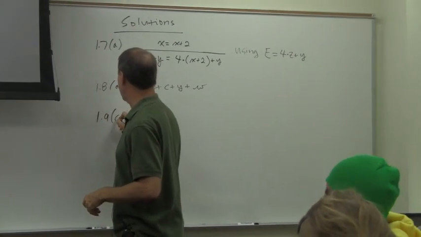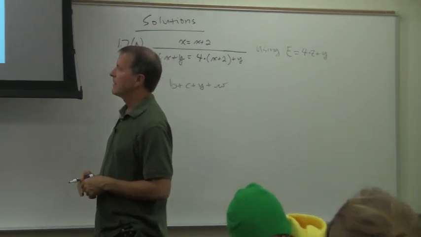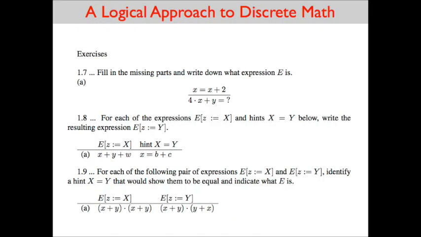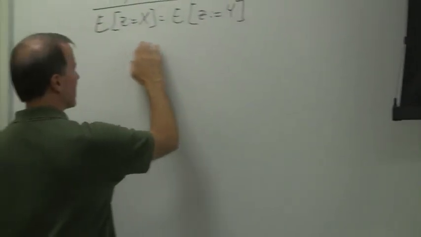And now for 1.9, it says, for each of the following pair of expressions, E was Z replaced by X and E was Z replaced by Y, identify a hint, X equals Y, that would show them to be equal, and indicate what E is. So here again, there are two parts to the problem. Now what is he giving us? He's giving us this one and this one, right?